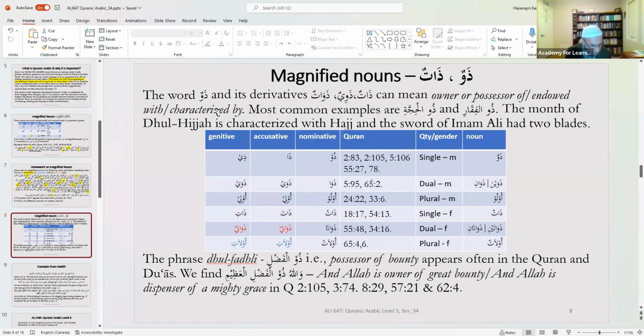But Wajhu Rabbika, Dhul Jalali, okay? Because now it is describing who the Lord is, Dhul Jalal wal Ikram, right? Majestic and magnificent. Because the face is nominative, its adjective also is nominative. It is described, right? Dhul Jalal wal Ikram, Allah, the one who is majestic and magnificent. So Dhul Jalal, you see that Dhu is there. Are you with me?